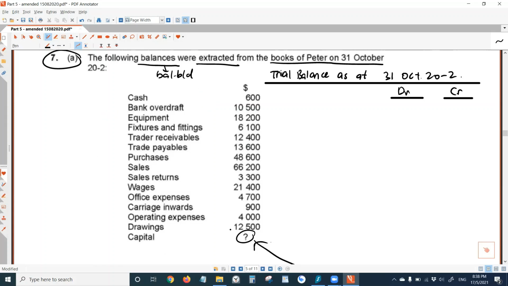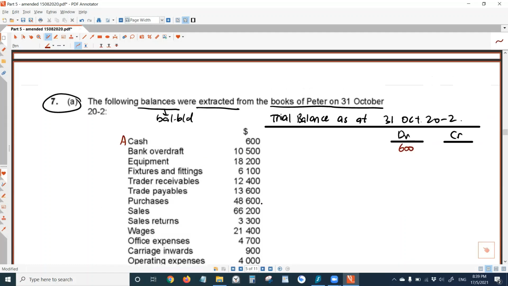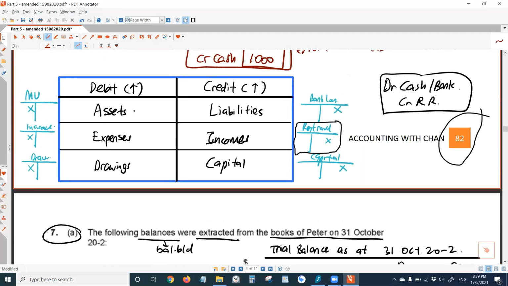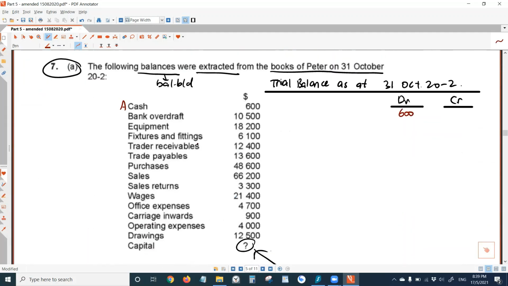So let me do it quickly for you here. Cash is an asset, right? So since cash is an asset, the number would appear on the debit side. Based on the table, cash is an asset, so it's on the debit side. Bank overdraft, to make it more specific, we categorize it further. Cash is a current asset. Bank overdraft is a current liability. So liability is on the credit side, 10500.